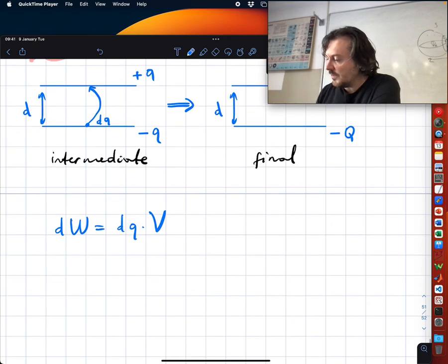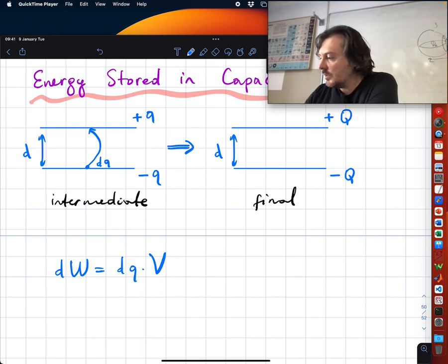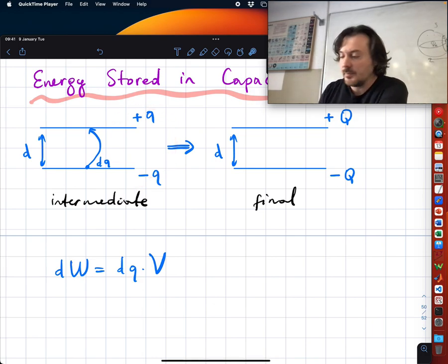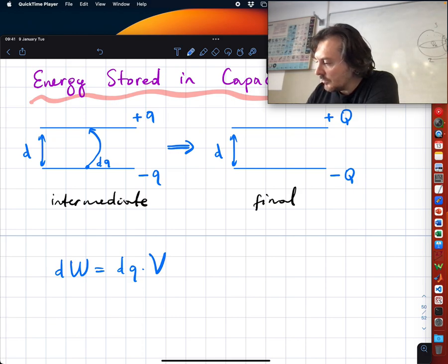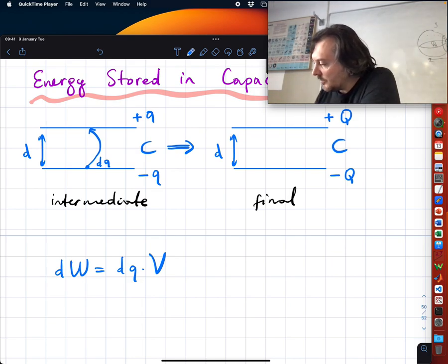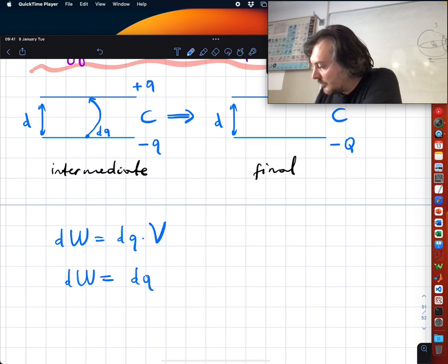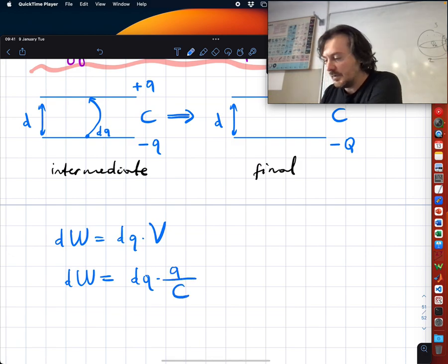Yes, we can. And what is this potential difference? How can you write down v for me? What is v in this situation? Let's say you know the capacitance. Capacitance is C. So you know that the capacitance is C and it doesn't change throughout the process, right? So V is equal to Q over C, right? At any moment, exactly, dW, the tiny bit of work done, is Q over C times dQ.